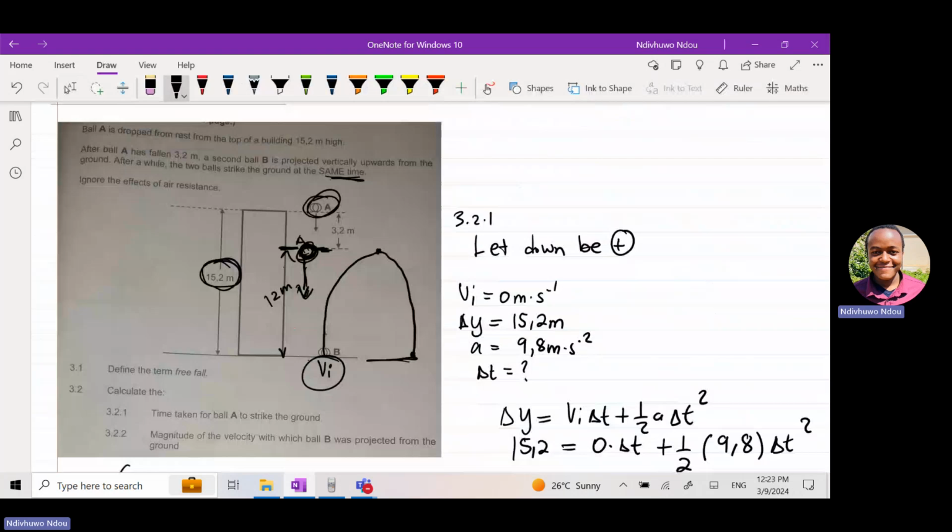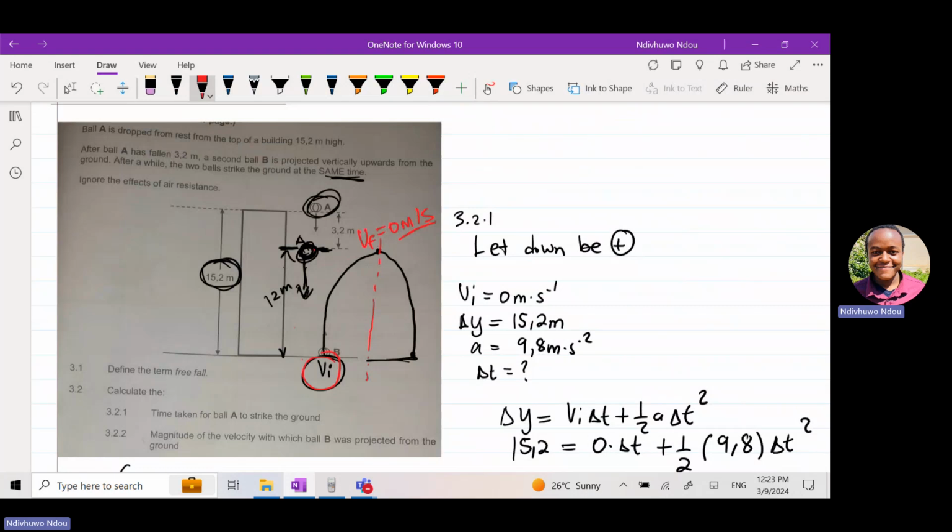What do I mean by half motion? From the ground to the maximum height. We do know that V final for ball B at the maximum will be 0 meters per second. Okay, so if we are considering only the half motion for us to get the V initial, it means that the total time we calculated for A to move from that position to the ground, which is the total time for the entire motion of B, will now be divided by what? By 2 to get the half motion of B.